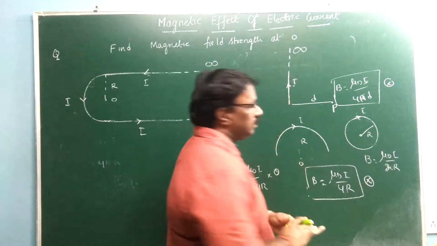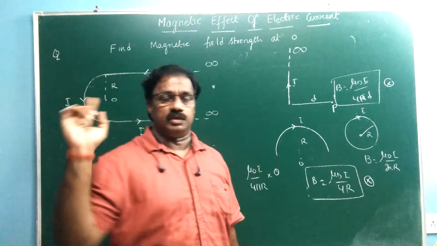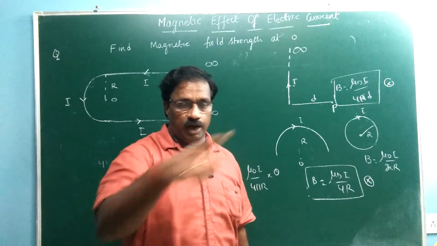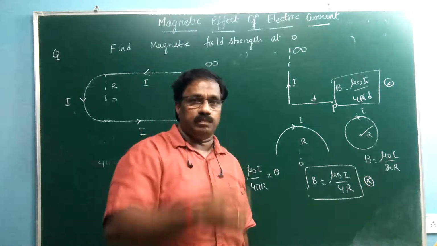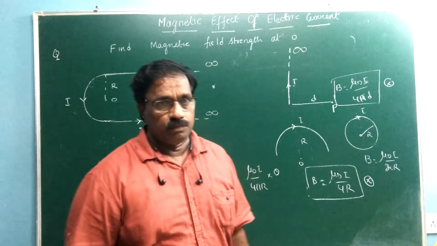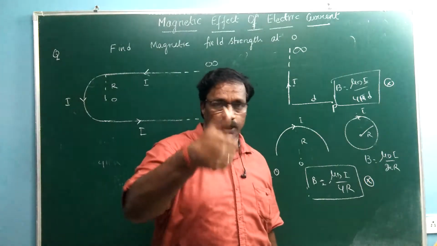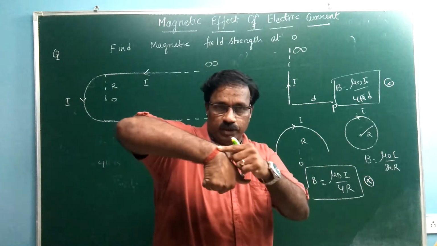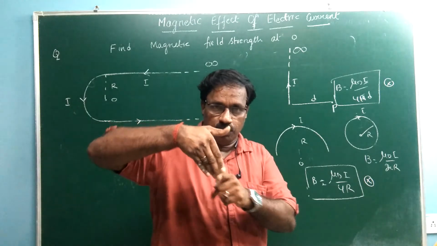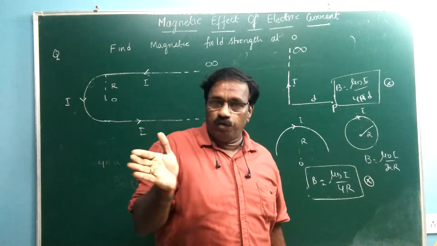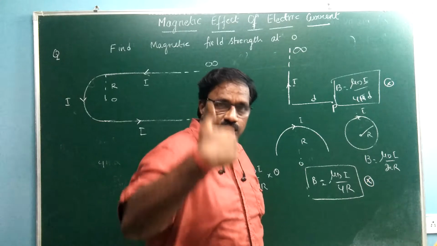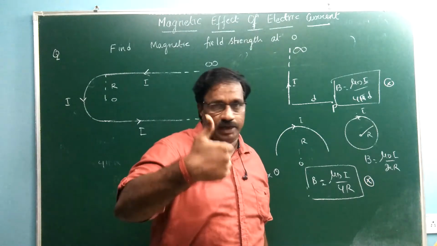Remember, for a straight conductor, circular magnetic field lines will be developed, and for a circular coil, straight magnetic field lines will be developed. For a straight conductor, hold the conductor in your hand with the thumb pointing along the direction of current, then this always indicates into, this always indicates out. For a circular coil, just move your fingers along the direction of current, and the thumb points in the required direction of the magnetic field.